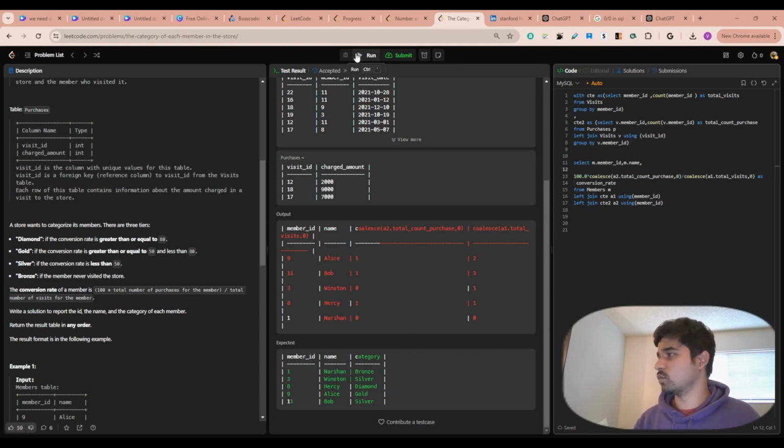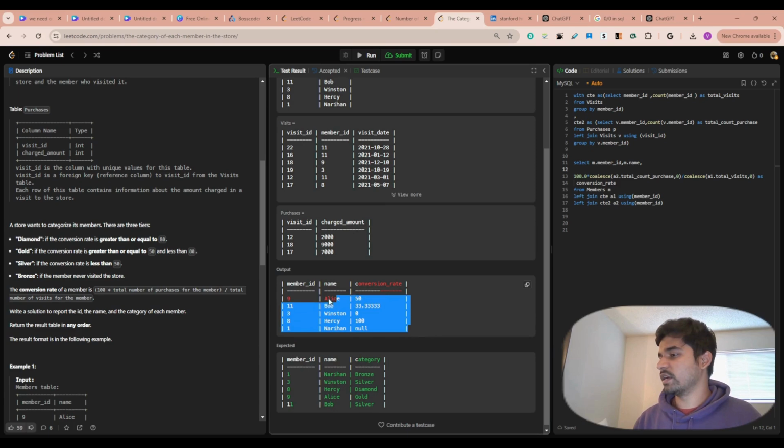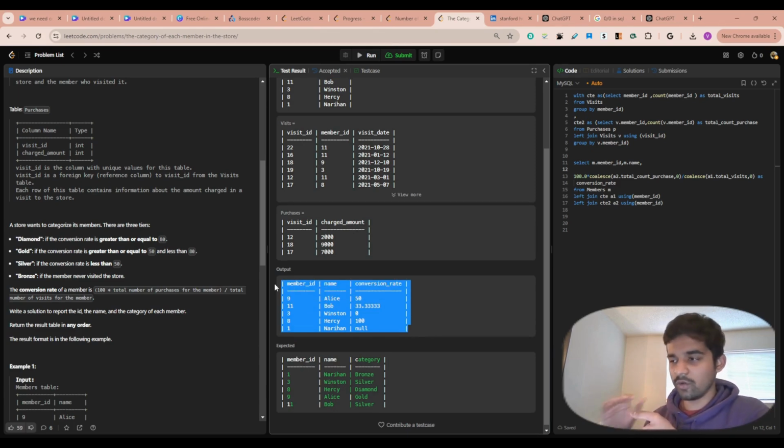Okay, it should work. Perfect, yep, we are getting this. So in SQL, 0 divided by 0 is always null. It doesn't support 0 divided by 0. You have to use Coalesce once again, the function to tackle the problem.